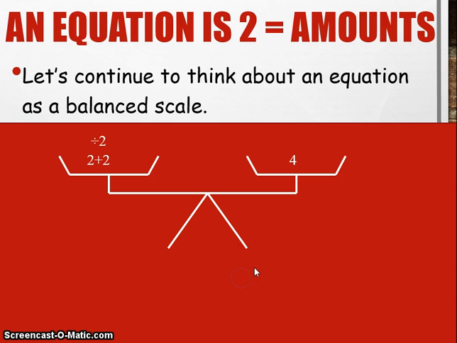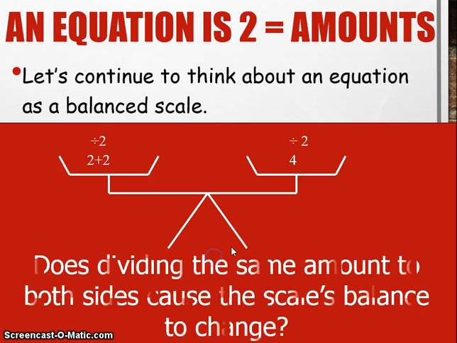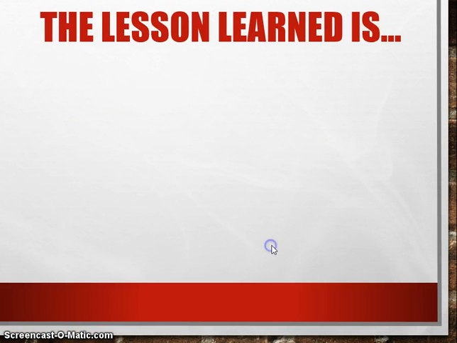Last, let's look at division. If I would take this left side and divide it by 2, would the scales be balanced? No. But if I divide this side by 2 as well, will the scales remain balanced? And the answer is yes, because they both equal 2. The two sides of the scale are still equal in value. So does dividing the same amount to both sides cause the scales balance to change? And the answer is no. The two sides are still equal in value.